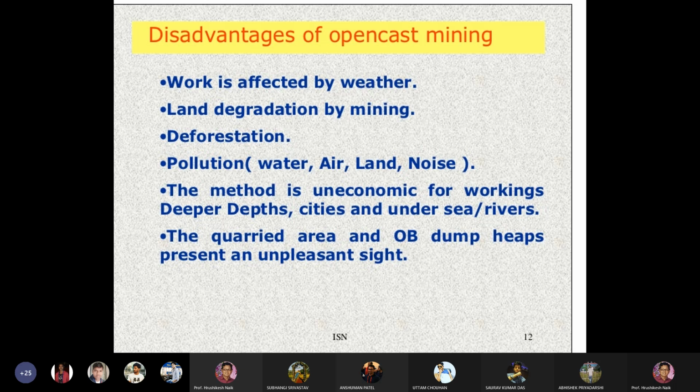The quarried area and the overburden dump keeps present an unpleasant sight. Aesthetic beauty of the land is destroyed. In open cast mining, the land is degraded and the aesthetic beauty of the earth's surface is destroyed. So these are some of the disadvantages of open cast mining. So compared to the advantages of open cast mining, the disadvantages are very less. That is why people throughout the world now go for open cast mining.